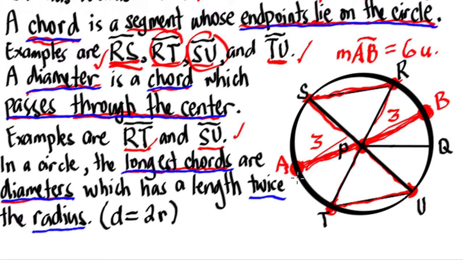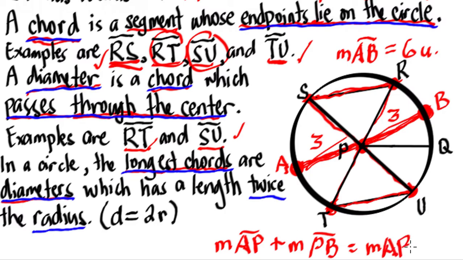So we have the measure of radius AP plus the measure of radius PB is equal to the measure of diameter AB. Okay, so 3 plus 3 is going to give us 6. Which tells us that diameters are the longest chords and the longest length when it comes to circles. Longest length, which is a straight line. So it has a length of twice the radius actually, twice the radius.